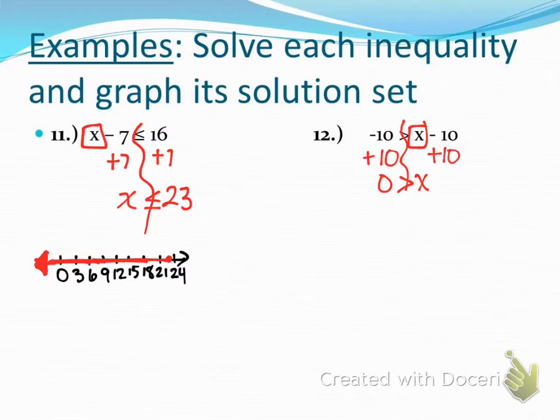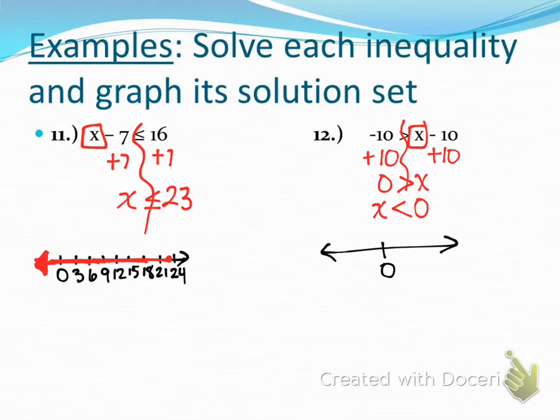But my variable is on the right, and I don't want my variable on the right. I want it on the left. So I'm going to flip the entire thing around. So I'm going to put my x on the left side. I'm going to flip my inequality symbol. I'm going to put 0 on the other side. Now I'm ready for a number line.